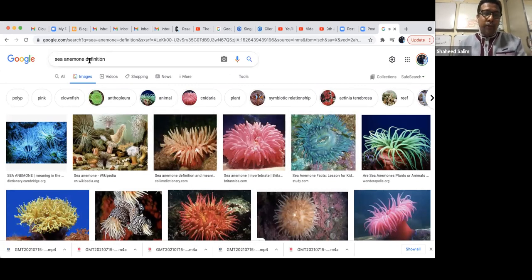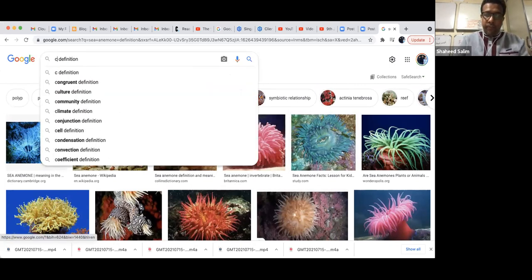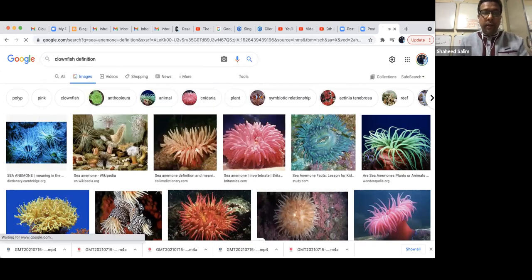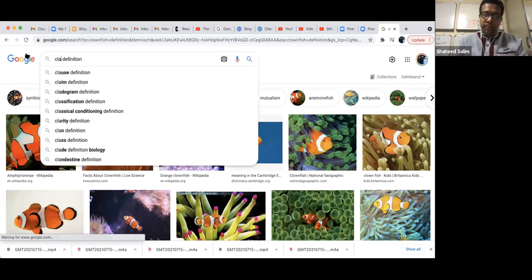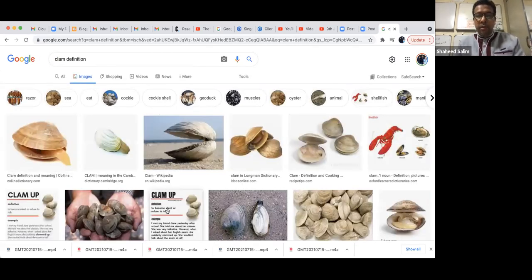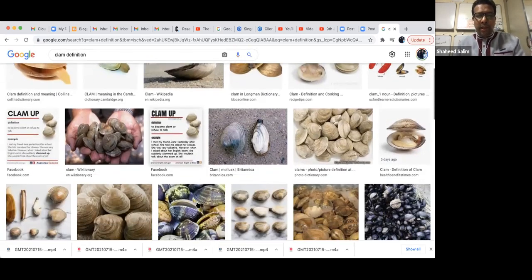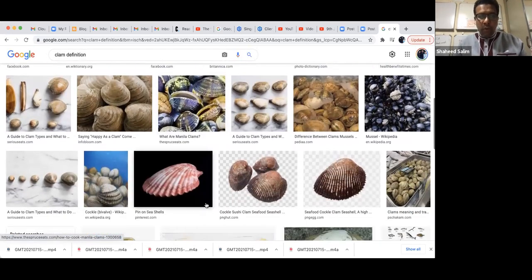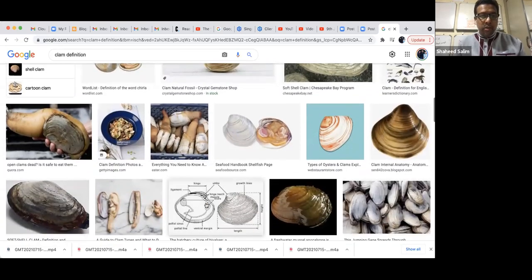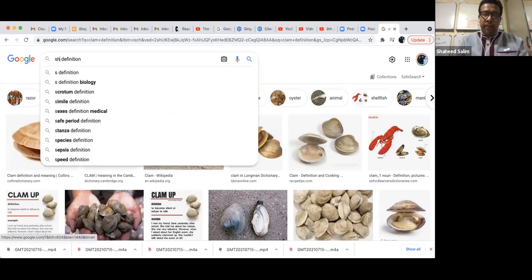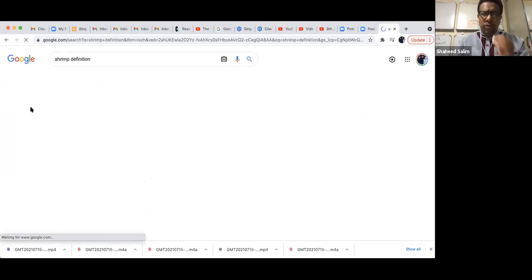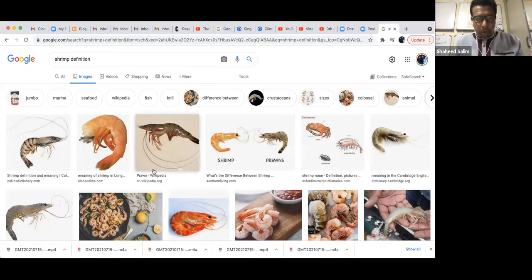Then you have clownfish. I think you all may have seen clownfish, a very colorful fish. And then you have clams. The one I saw is the big clams, not shown here. And the last one is shrimp. Shrimp is normally the US way of calling prawns. What we call prawn, the US calls shrimp. Just for your information, you must know.